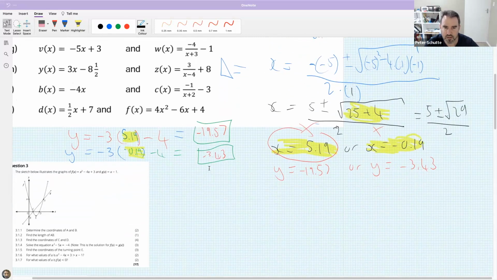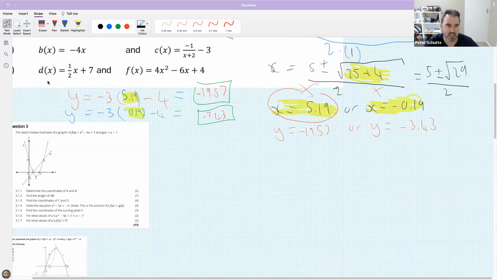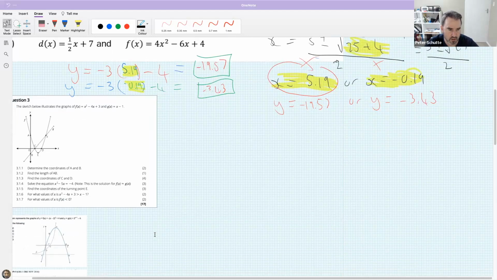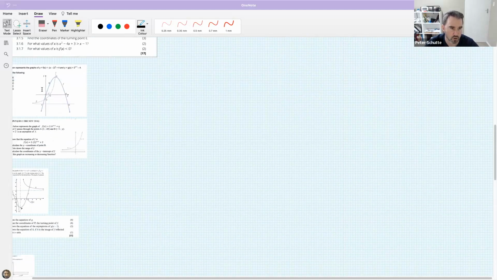Okay, let's move on to another typical type of exam question where you're given a graph to start with. So let's start. Actually, no, I like the look of this one over here more. Let's start with this one.